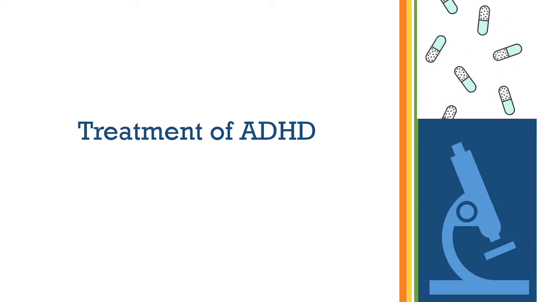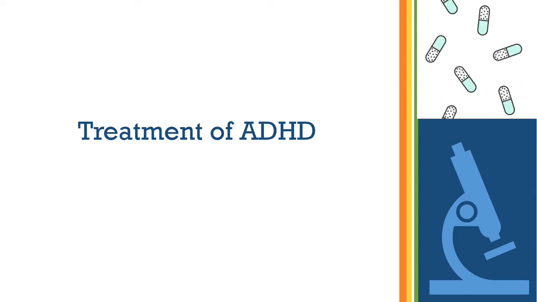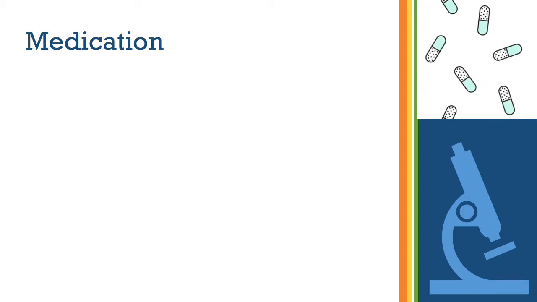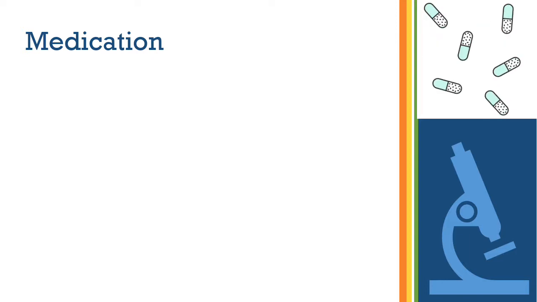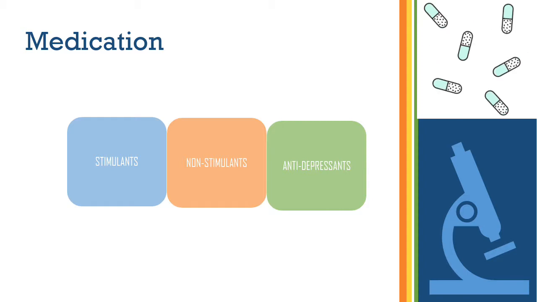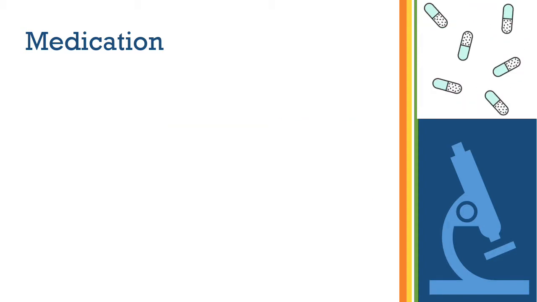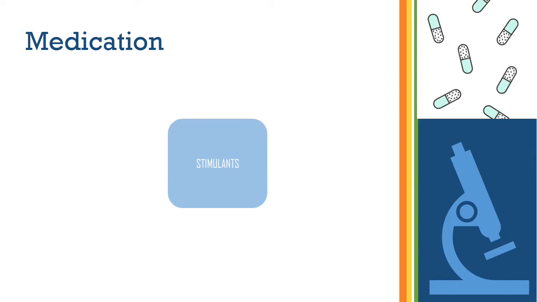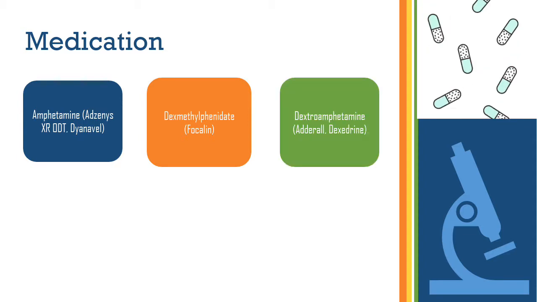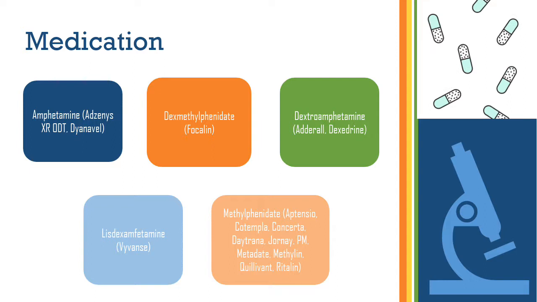Treatment of ADHD. Many symptoms of ADHD can be managed with medication and therapy. Medication. There are three types of medication: stimulants, non-stimulants, and antidepressants. So we have stimulants. These drugs help control hyperactive and impulsive behavior and increase attention, and also help control behavior problems.